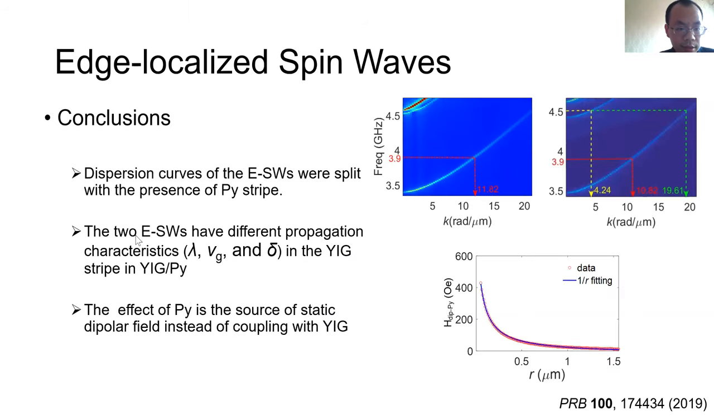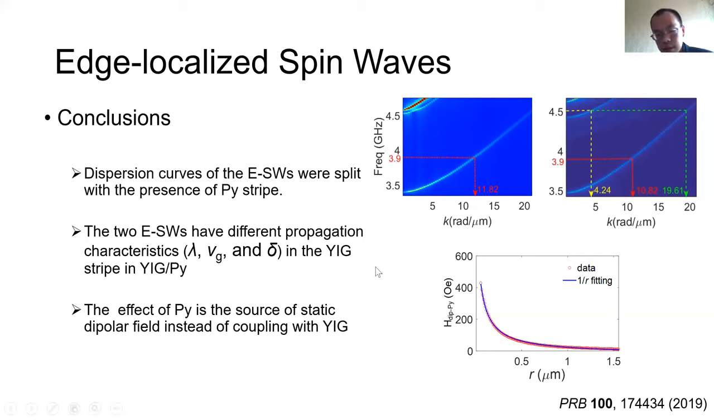So in this study, I could demonstrate that the dispersion curves of the edge localized spin waves can be split by the presence of the permalloy stripe, and they have different propagating characteristics on the two edges of the YIG stripe. So the effect of permalloy is as a source of a static dipolar field instead of coupling with YIG.